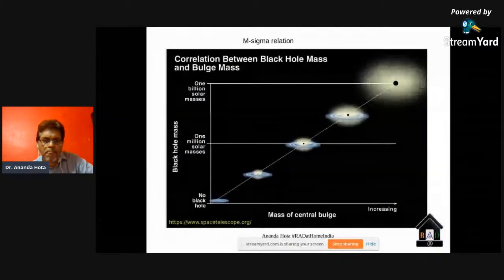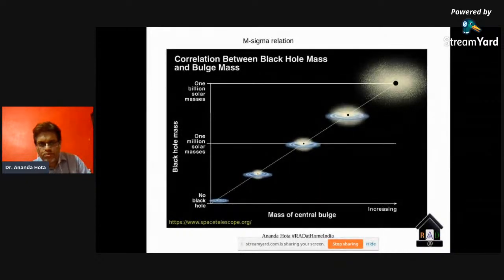Another puzzling thing is very interesting. On the left hand, the x-axis is showing you the mass of the central bulge component, the spherical part of the galaxy. And the y-axis is the mass of the black hole. This is the famously known M sigma relation. What it means is that the bulge part, the spherical part, its mass, its brightness, its velocity dispersion, everything is tightly correlated with the mass of the supermassive black hole at the center.